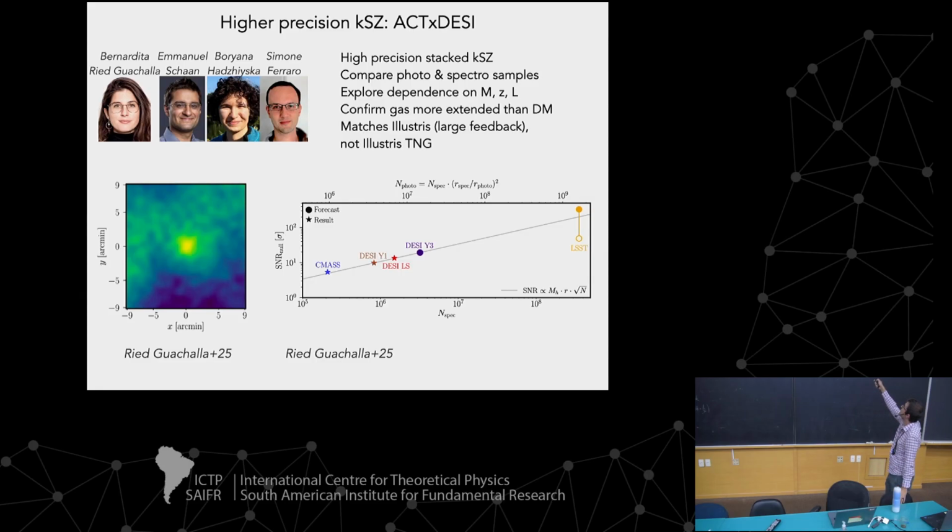So this is a high precision measurement of the gas profile from KSE. It allows us to check that measurements that were done on photometric galaxies actually match our spectroscopic sample. The signal to noise is now high enough that we can explore dependencies of the signal based on mass, redshift, etc. And the evolution of our signal to noise as a function of number of galaxies is as expected and makes us optimistic for future galaxy surveys.